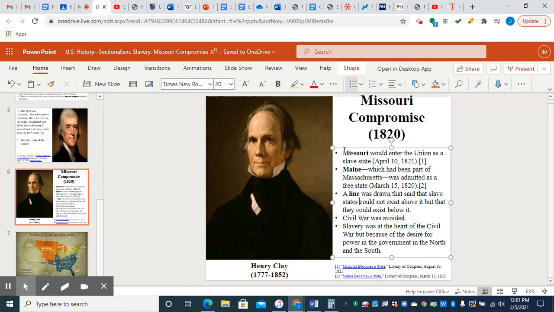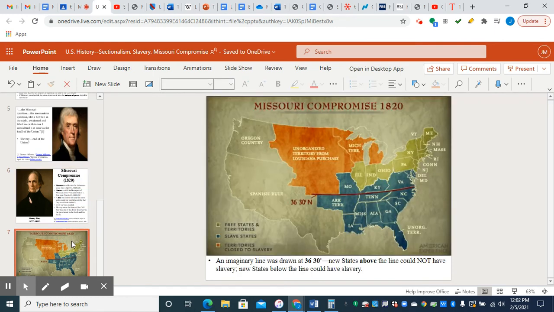Okay, so they did avoid civil war for the time. Slavery would later be at the heart of the Civil War because of the desire for power in government in the North and South. So this competition for power between the two sections of the Union. Now here's what the line looks like, and it's called the 36-30 line because this is where it was drawn as far as longitude and latitude. Okay, so they drew the line.